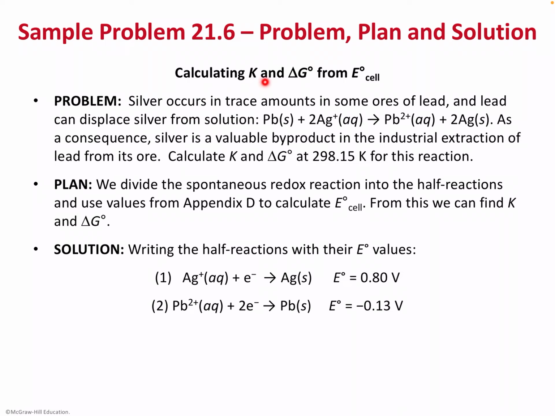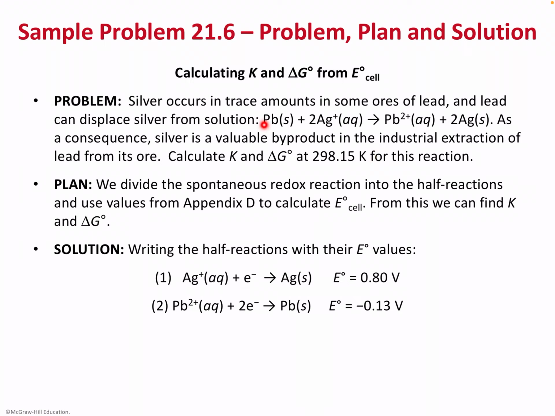Calculating the equilibrium constant K and delta G naught from E naught cell. Silver occurs in trace amounts in some ores of lead, and lead can displace silver from solution. Lead plus 2 silver ions gives lead 2 plus and 2 silver solid. As a consequence, silver is a valuable byproduct in the industrial extraction of lead from its ore. Calculate K and delta G naught at this temperature for this reaction.